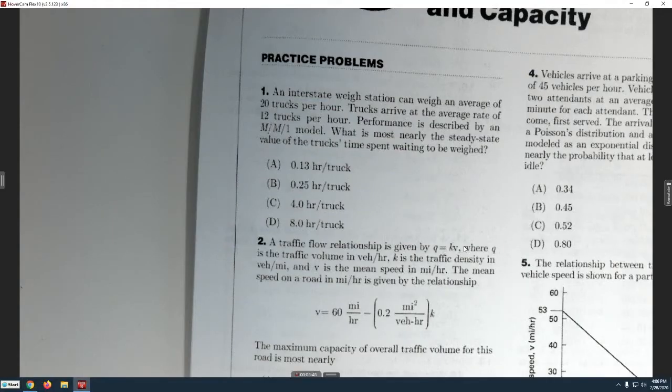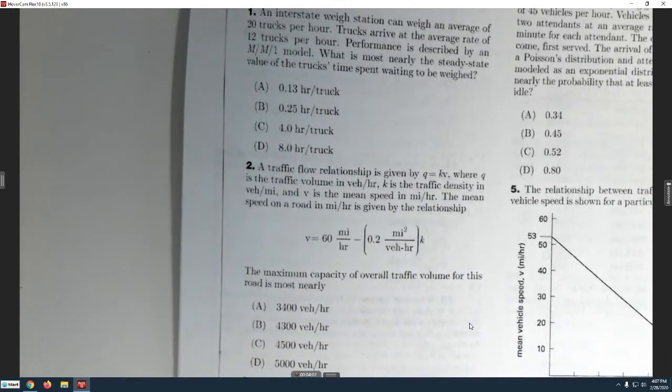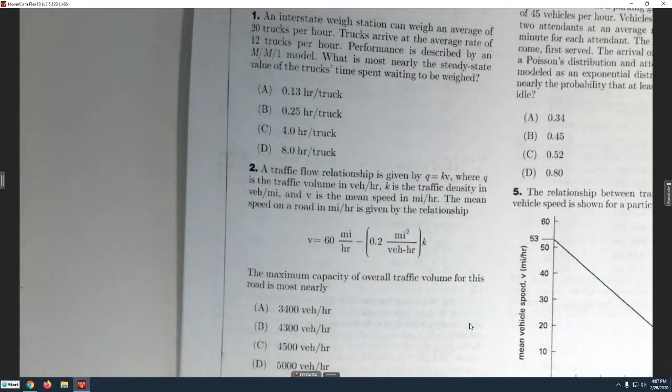The second question, traffic flow relationship. This is the Q-K-V traffic capacity problem, and it gives you that V is 60 minus 0.2K. In class, we have already covered that speed and density, V and K, follow a linear relationship. The good news is that in FE tests, all the Q-K-V type of problems are based on this assumption. So there are some special numbers you can use.